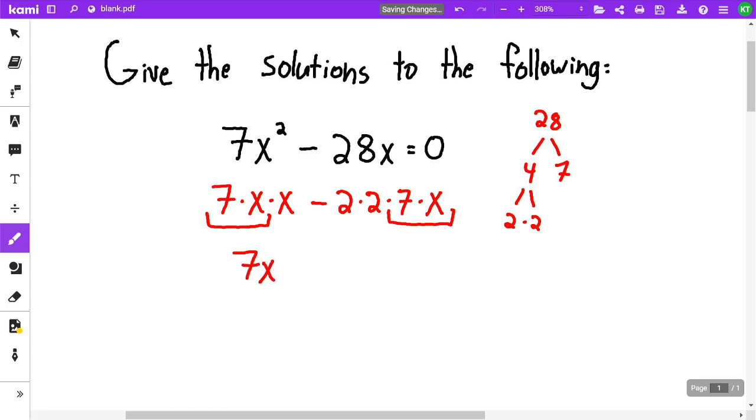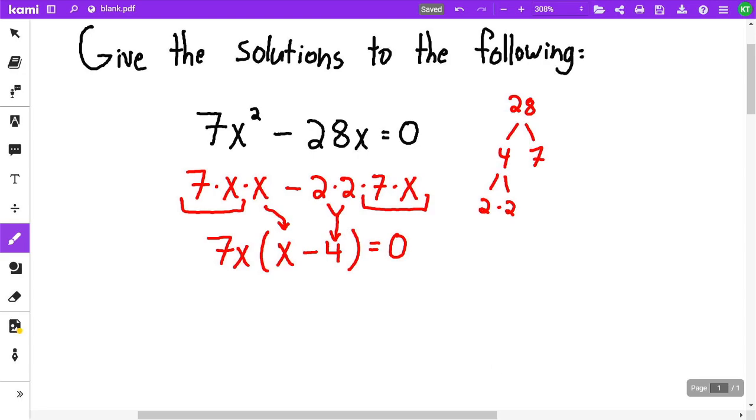And then what's left over here, I have an x. So I'm going to bring down the x here. And then I'm left with minus 2 times 2, and so I can just bring those together down here, and that's going to be equal to 4. So my factored form here is going to be 7x times x minus 4 is equal to 0. And so our last step is to set each one of these equal to 0 and solve for x.